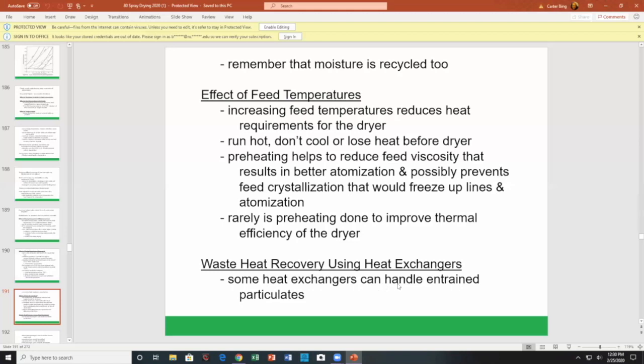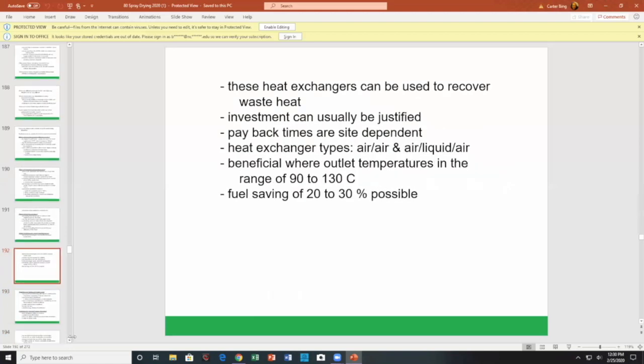Some heat exchangers can handle entrained particulates. A shell and tube is not one of those. Well, let me rephrase that. If you put the particulates on the shell side, you're asking for problems. Anyway. These heat exchangers can recover waste heat. Investments can usually be justified. Payback time is site specific, but you're looking at 1 to 3 years, right?